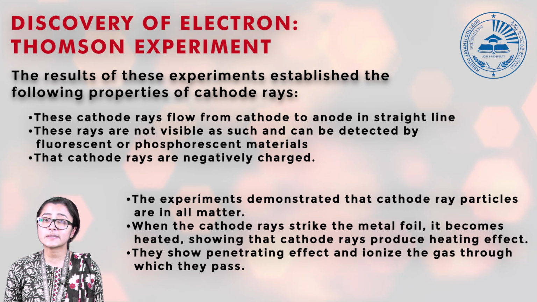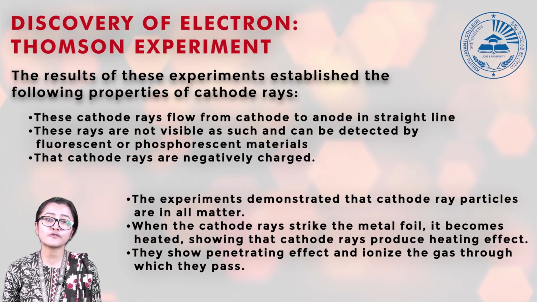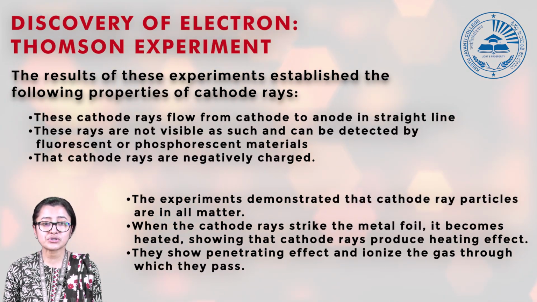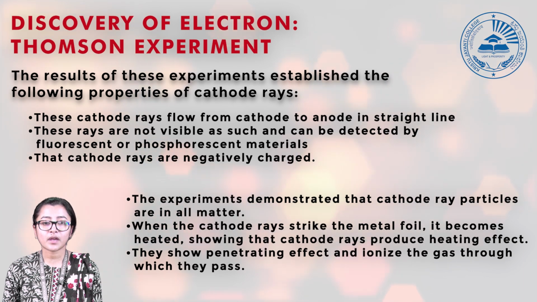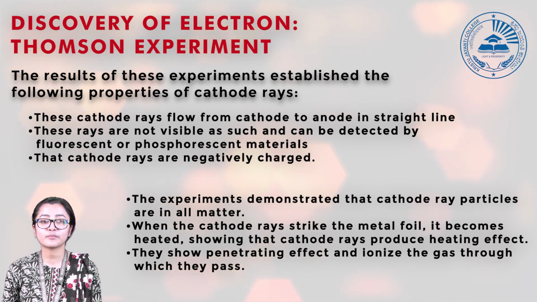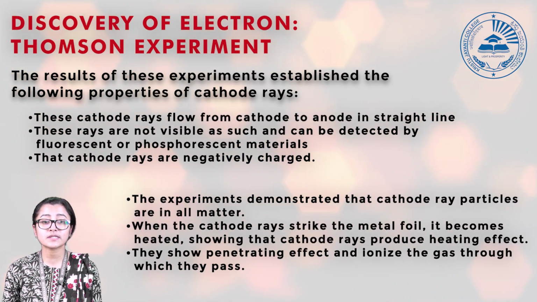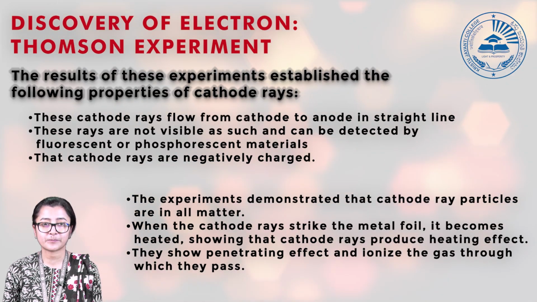The rays are not visible as such and can only be detected by fluorescent or phosphorescent materials. The cathode rays are always negatively charged, and the cathode ray particles are present in all matter. And when the cathode rays strike the metal foil, it becomes heated, showing that cathode rays produce a heating effect. Also, cathode rays show a penetrating effect and can ionize the gas through which they pass.